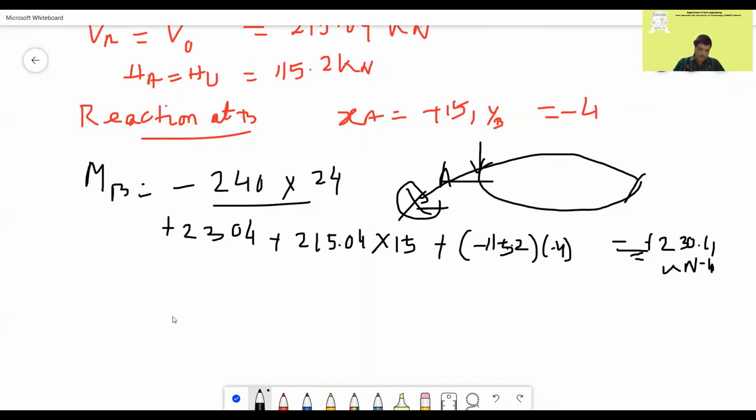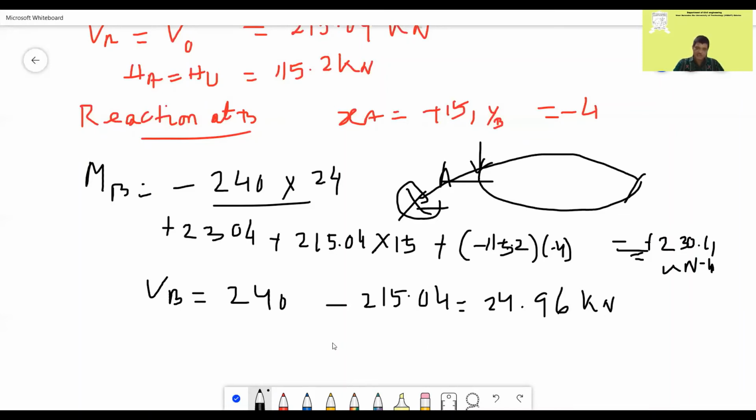Now what will be the value of VB? VA plus VB is equal to 240. So 240 minus the reaction we have, 215.04, gives the value of VB, 24.96. Now what is the value of HB? HB will be equal to minus H0. It will be 115.2. Positive, it should act like this.